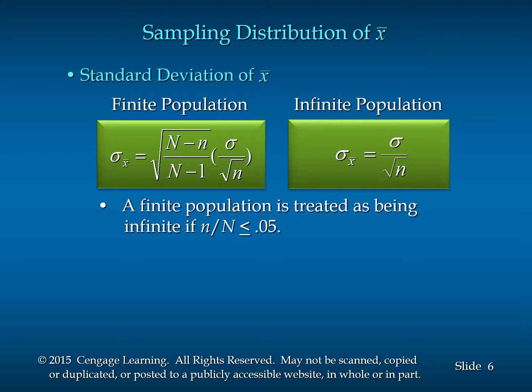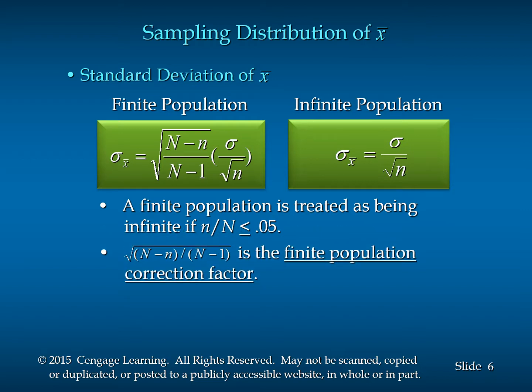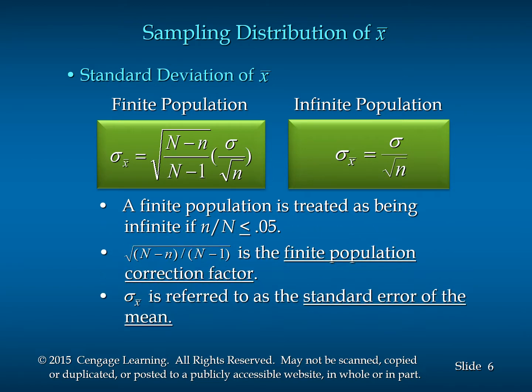Here you can see the ratio which determines if a population is finite. If it is, we need to use this correction factor, the square root of capital N minus n divided by capital N minus 1. If the population is considered infinite or nearly infinite, then the formula for this standard deviation of the sampling distribution of the mean, sigma sub x bar, is equal to the population standard deviation sigma divided by the square root of the sample size n.